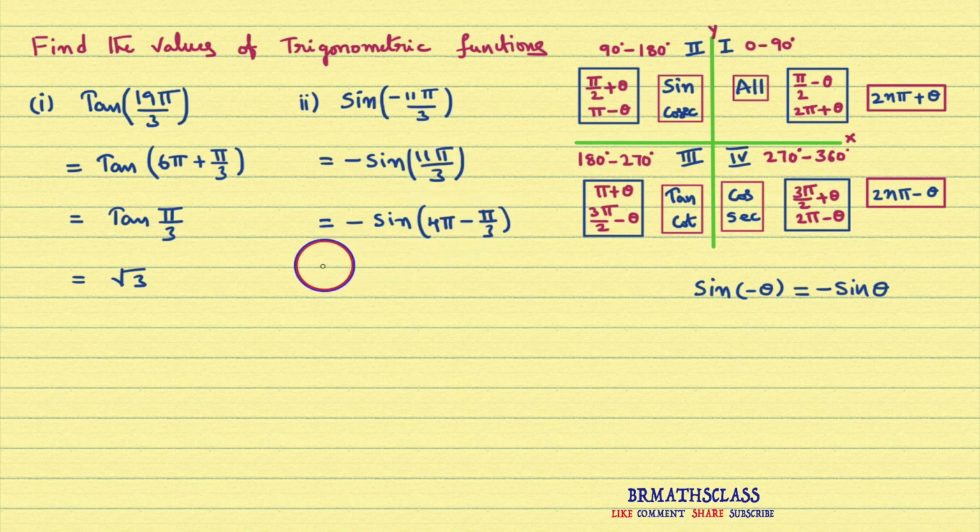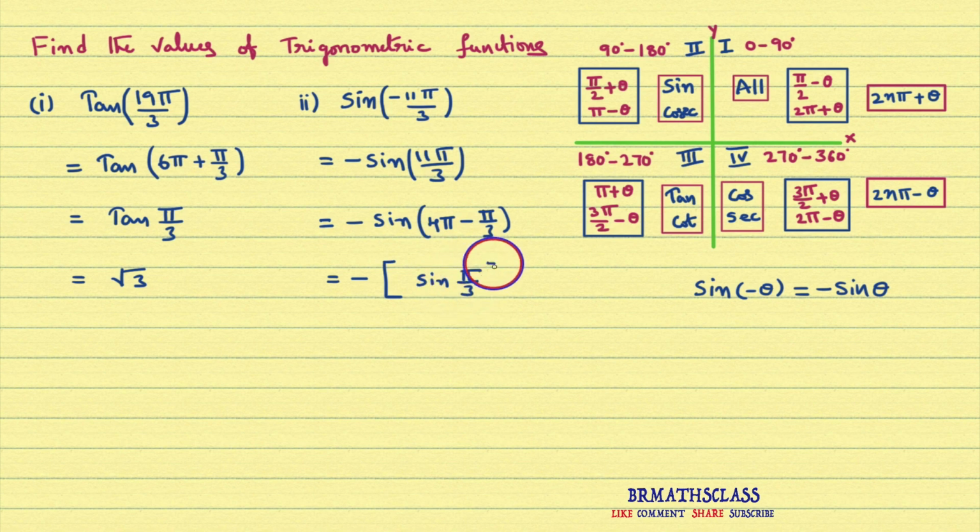Now it is a suitable number. That is equal to minus. You look here, this part: whenever you see pi, 2 pi, 3 pi, 4 pi, all those things, the function remains the same. So here, this will be sine pi by 3.